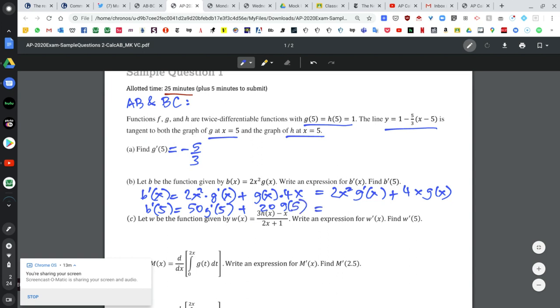Okay, look at all the information we have and we're given to finish the problem. G dash of 5, oh, the AP is guiding you, is negative 5/3, plus 20 times G of 5 is given to be 1. And stop. Don't even simplify this. We're good to go. All right. We'll do C in the next video.